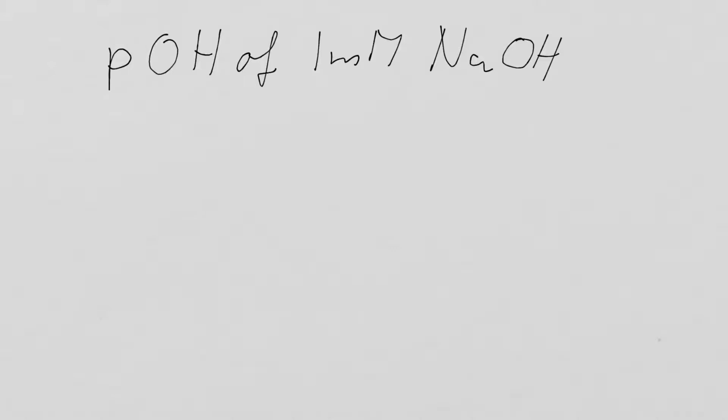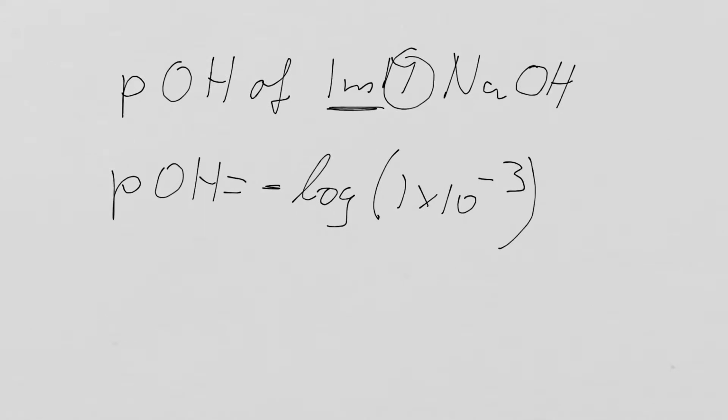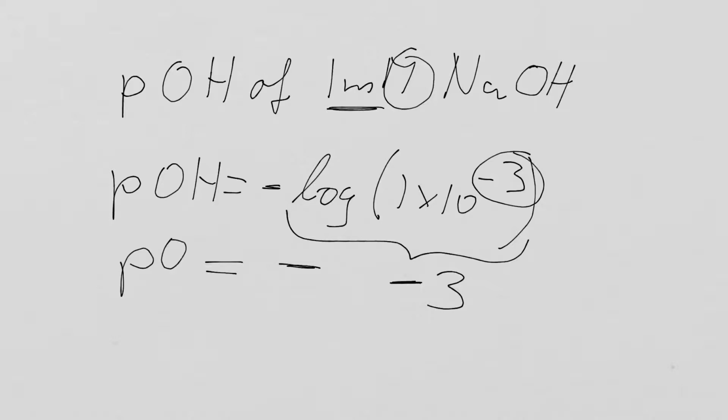Okay, let's see. Why is it 3? pOH equals negative log of, now I have to use this one here, 1 millimolar. What does milli stand for? 10 to the minus 3. So 1 times 10 to the minus 3. Now this molar, that's all right. We don't need to do anything with this molar. Log of 1 times 10 to the minus 3. The cool thing is we have minus 3 here, so this is negative minus 3, and pOH equals positive 3. Yeah? Are you happy with that?